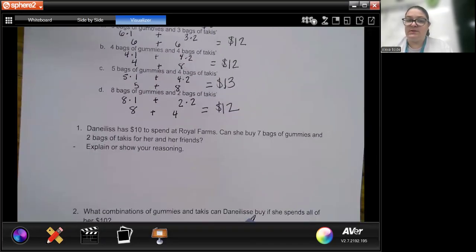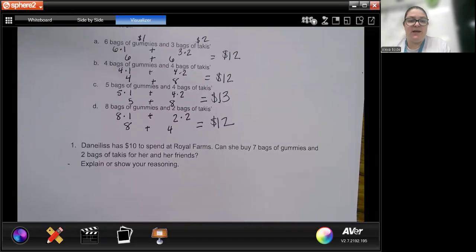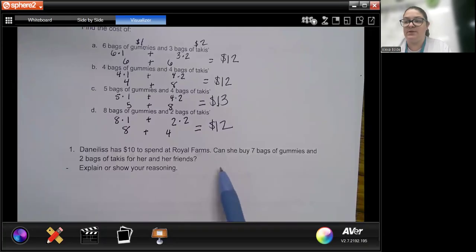So down here, Danelise has $10 to spend at Royal Farms. Can she buy 7 bags of gummies and 2 bags of Takis for her and her friends? Explain or show your reasoning. So go ahead, work through this problem on here, and then answer it on the Nearpod.